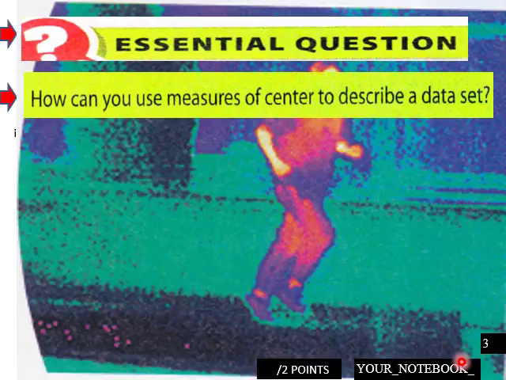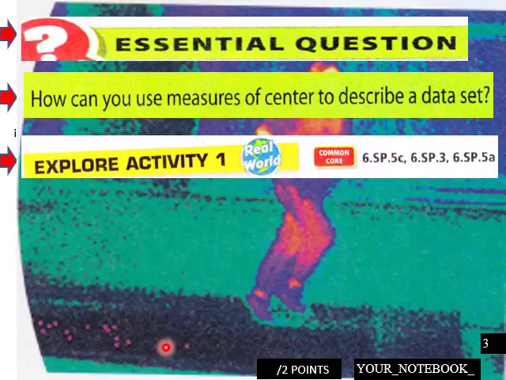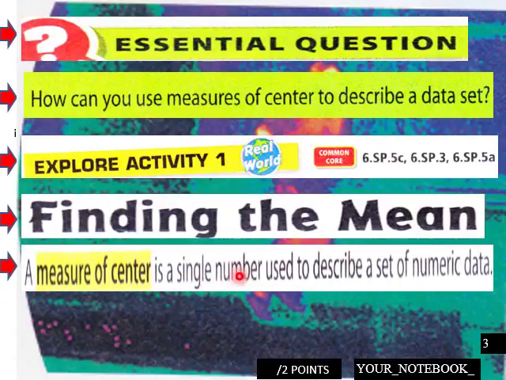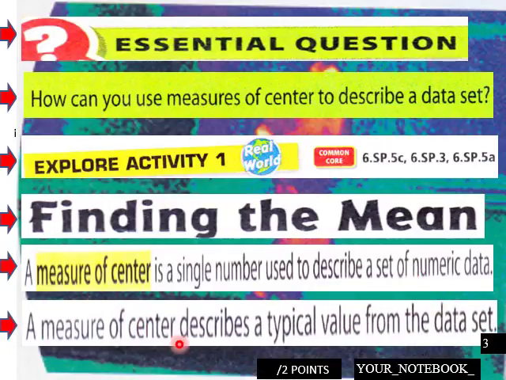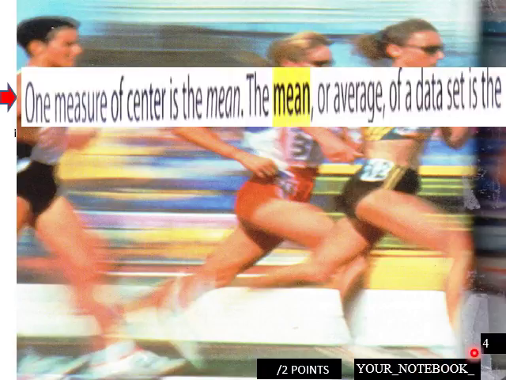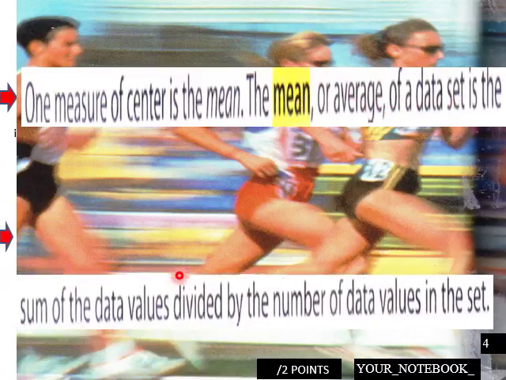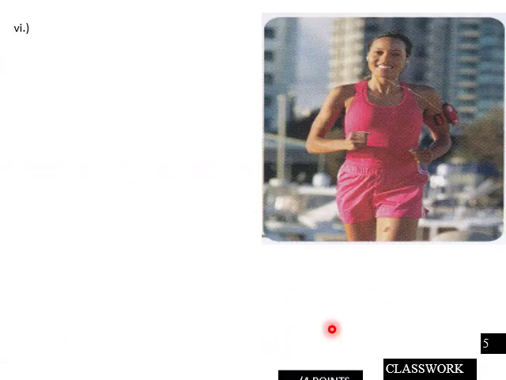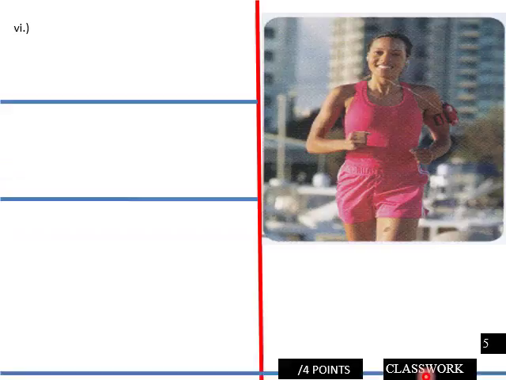Okay, so for here, your notebook students, how can you use measures of center to describe a data set? Finding the mean. A measure of center is a single number used to describe a set of numeric data. A measure of center describes a typical value from the data set. So page 4 in your notebook, students, one measure of center is the mean. The mean or average of a data set is the sum of the data values divided by the number of data values in the set. So page 5 in classwork here.